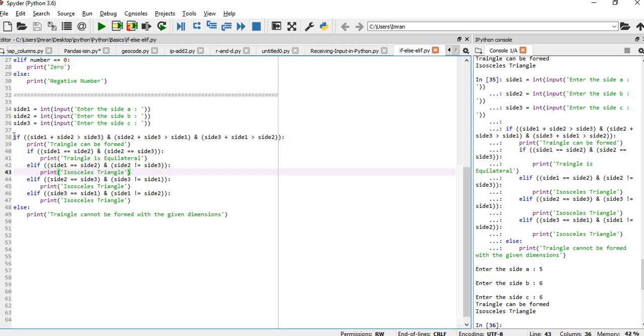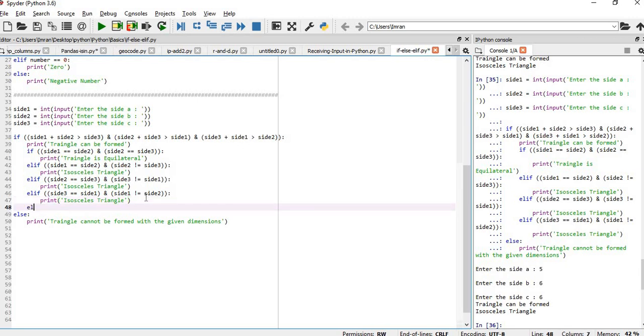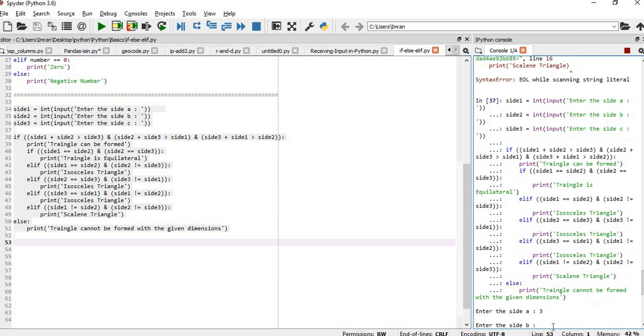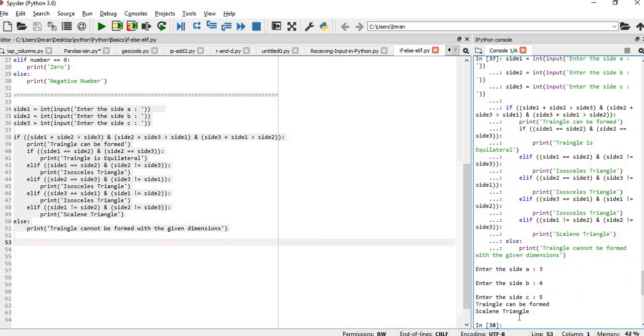And now you see, if this print is already executed, that's why every time we execute, triangle can be formed is coming. And what is the case when we will have the scalene triangle? It is the case when all the three sides are unequal. Then we can say elif side 1 is not equal to side 2, and side 2 is not equal to side 3. In this case, we'll give 3 4 5. So triangle can be formed, and this is a scalene triangle.